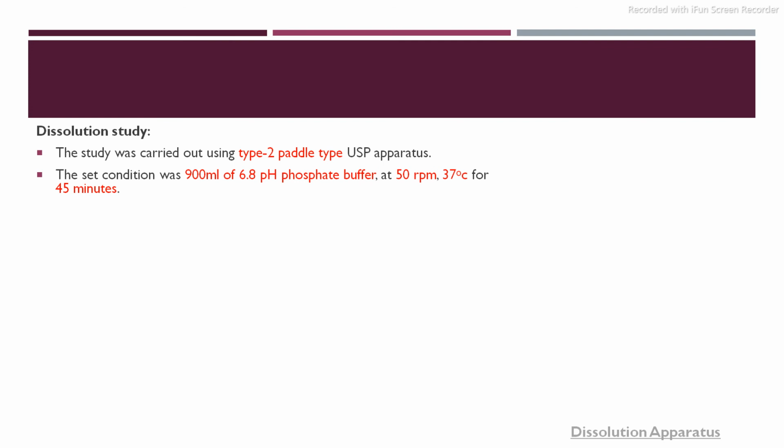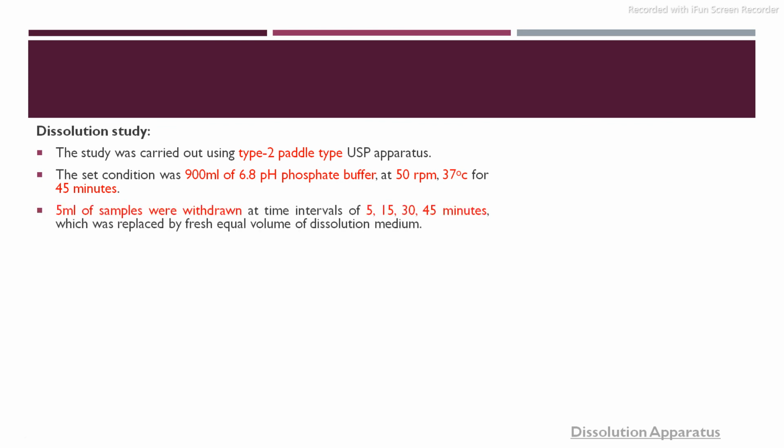Why are we adding the 6.8 phosphate buffer? Because paracetamol has the highest solubility at pH 6.8. In your GIT, wherever this pH is available, generally in the small intestine, at that pH your paracetamol tablet starts to dissolve. So that's why we are going to simulate the same condition here also, 6.8. Then we have to set the rotations at 50 rpm, temperature 37, that is our body temperature, and for 45 minutes.